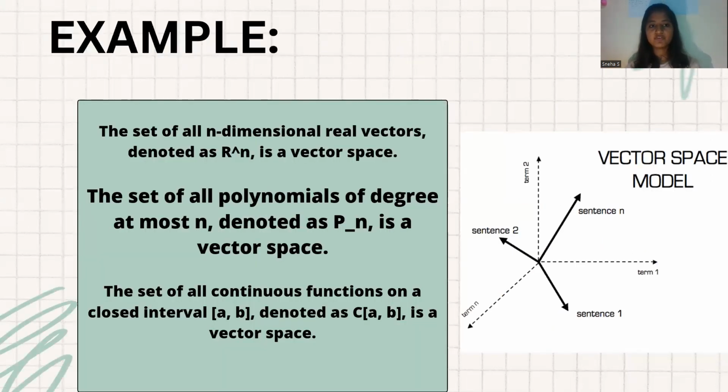Next is an example for vector space. The set of all n-dimensional real vectors, denoted as R^n, is a vector space. The set of all polynomials of degree at most n, denoted as P_n, is a vector space. The set of all continuous functions on a closed interval [a, b], denoted as C[a, b], is a vector space.